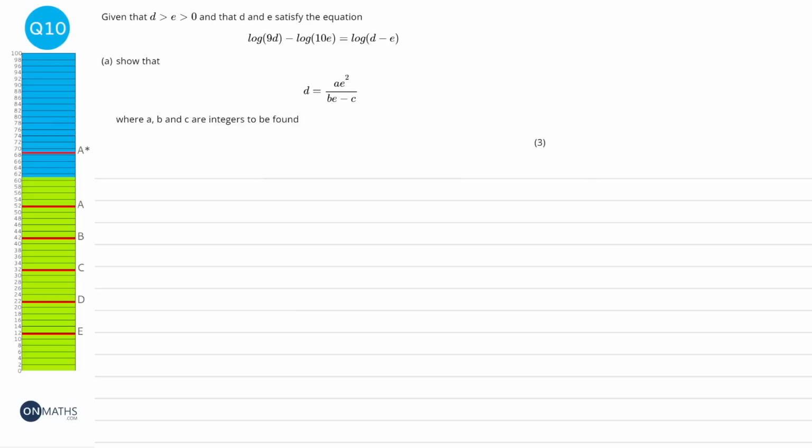So the question is asking us to rewrite this as this. And notice this doesn't have any logs in it, so that'll be our first thing to try and do. I can rewrite this left-hand side because of the rules of logs. Say if you take away 2 logs, you can write them as a single log as a division, so 9d over 10e.